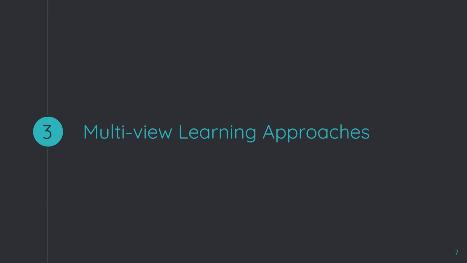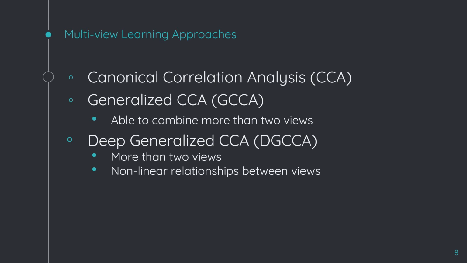Instead of using machine learning models on one imaging modality, we could combine the information from both imaging modalities into a shared representation of lower dimension. Previous approaches to machine learning were based on canonical correlation analysis, which projects each view such that the correlation between these projected views is maximized. It is further extended by GCCA, which allowed multi-view learning for more than two views. Its extension DGCCA is able to also capture more complex relationships between views.